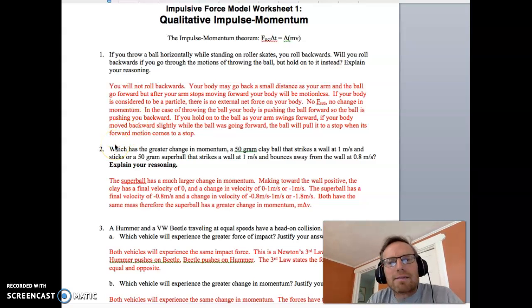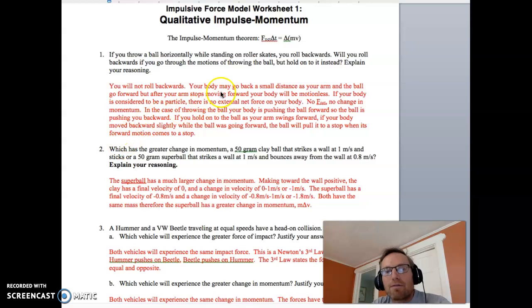Hi, I just wanted to add some clarification perhaps to the answers from worksheet one for the momentum unit. Number one asks you whether or not you'd move backwards if you went through the motion of throwing something but didn't throw something. And the answer to that is no, you would not move. Now, you might move a little bit as your arm is swinging forward, but overall, your momentum would not change. And the reason it wouldn't change is because there'd be no net force acting on your body.